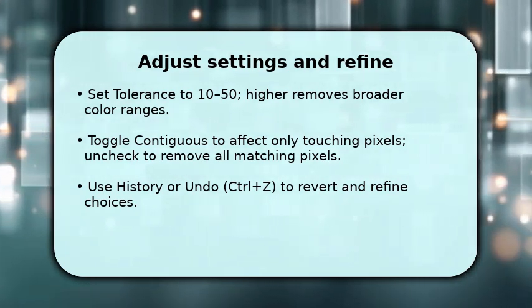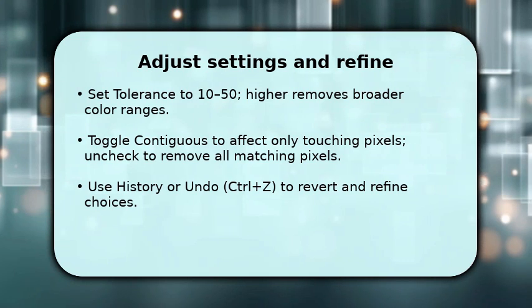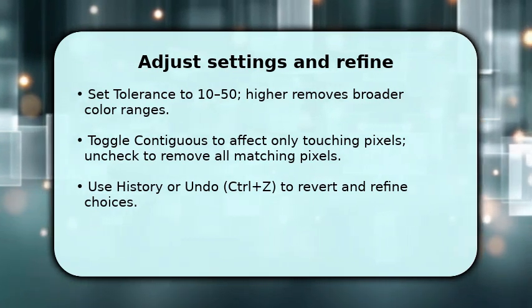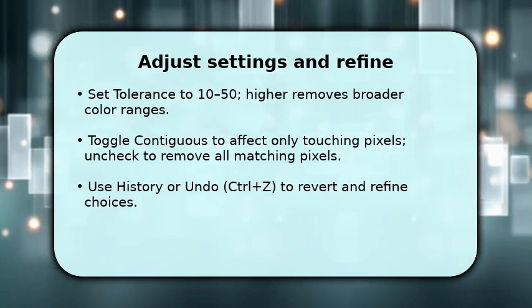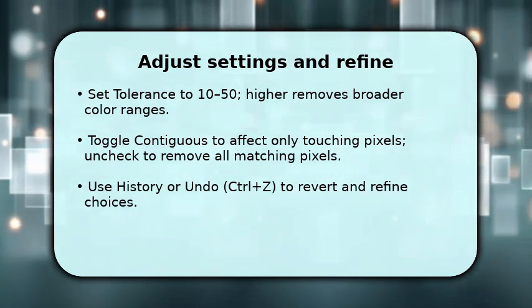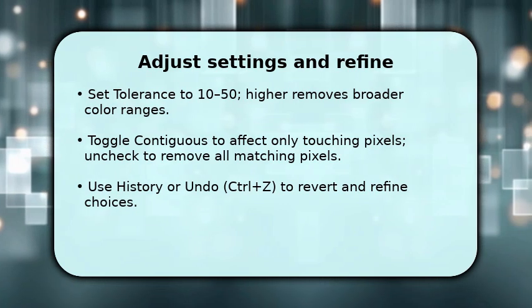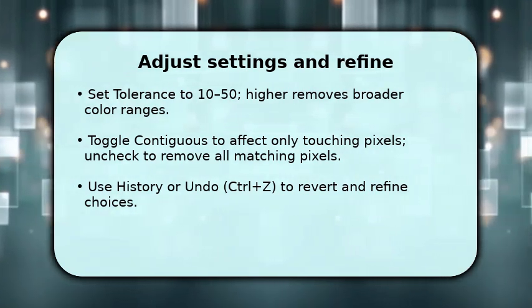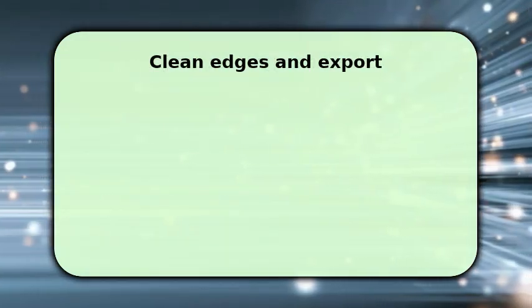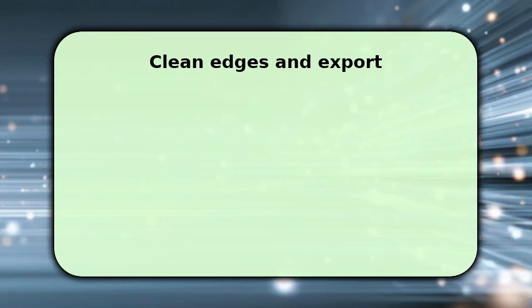If the result overcleans, immediately press undo and lower tolerance, or switch to a smaller eraser brush to manually repair edges. This back and forth is normal for clean results. Finish by cleaning edges with a soft brush eraser set to around 50% opacity. You'll blend jagged areas gently and preserve natural transitions.